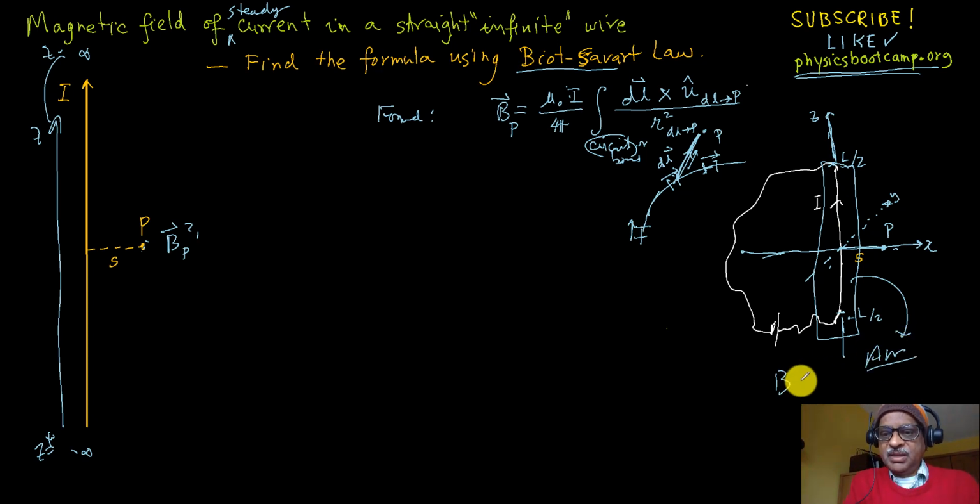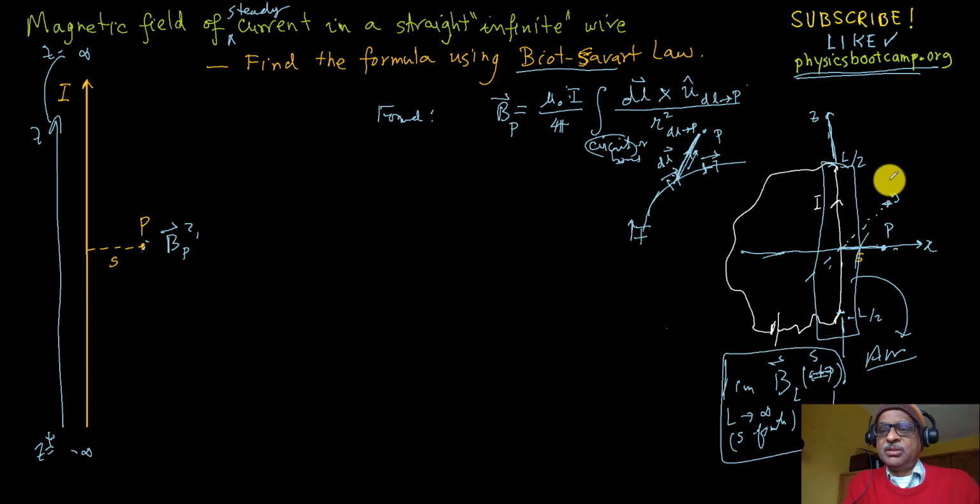So this will be some kind of B for a wire of length L at point P. It will depend on S and not on anything else. Then I'm going to take the limit L goes to infinity with S finite. I'm going to keep S fixed but let L go to infinity, and that's the way we're going to do this in the integral. Okay, so let's do it out.